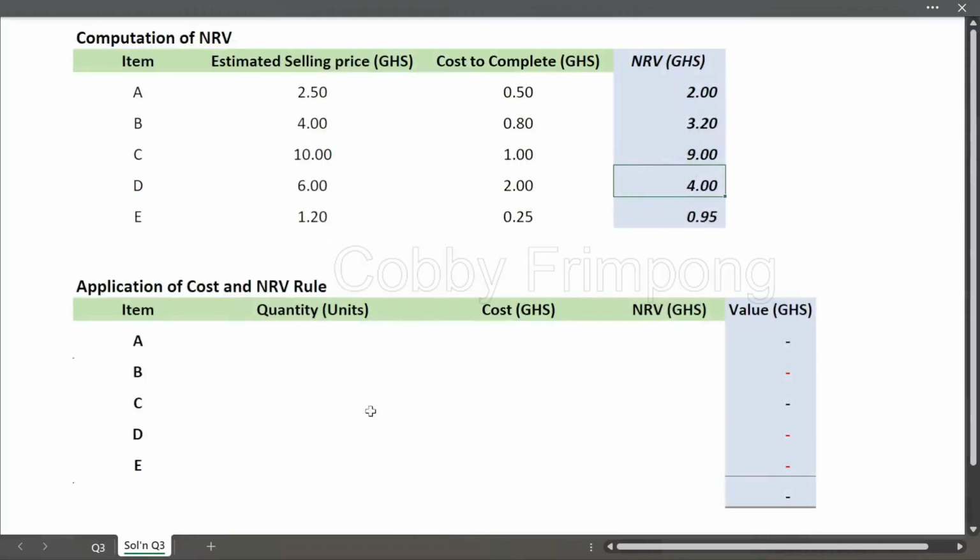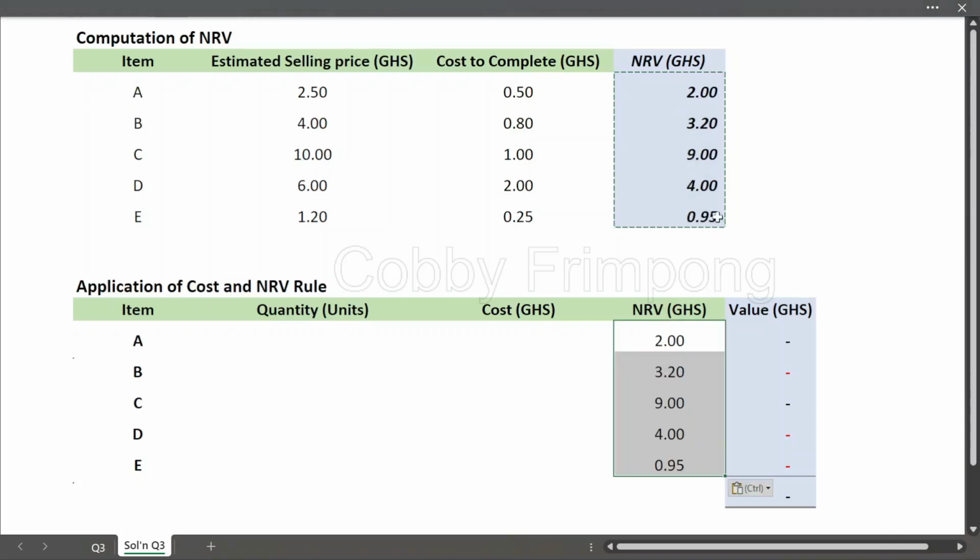The next part of our question requires that we calculate the overall value of the inventory items. And this is where we apply the cost and NRV rule. The principle says that inventory shall be valued at the lower of cost and net realizable value. All this means is that we will list the cost of each inventory here and also list the net realizable value we've calculated in the first part of the question. So let's have that. Simply copy this and paste as values. Let's have the cost of each item and their respective quantities.